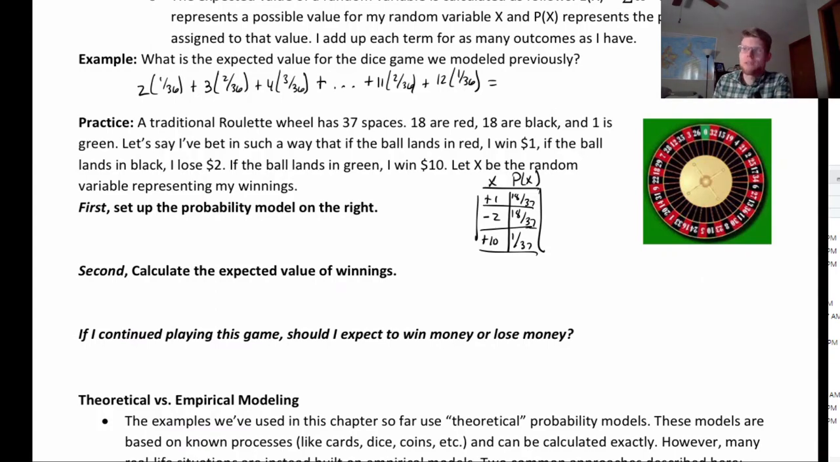Second, we can calculate the expected value of our winnings. So we can multiply +1 times 18 over 37. We can add -2 times 18 over 37. And then we can have 10 times 1 over 37. So I'm going to calculate this out. It's going to be 18 over 37 minus 36 over 37, so 18 times 2 is 36, plus 10 over 37. And I get negative 0.216 approximately.